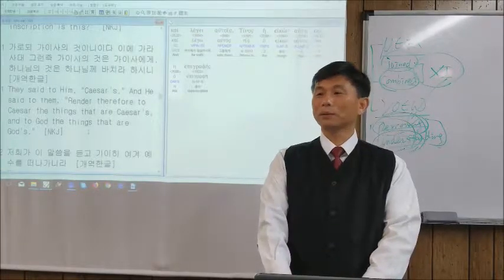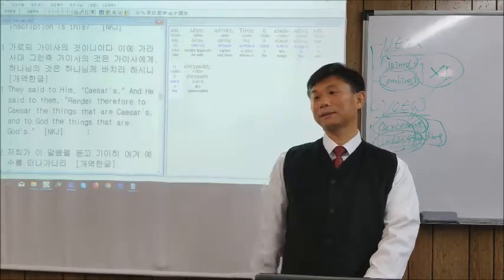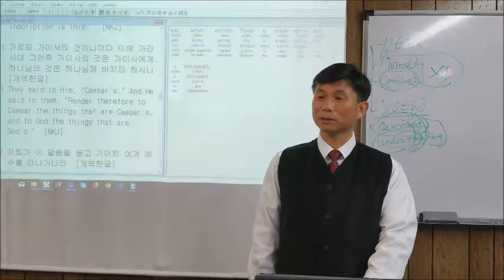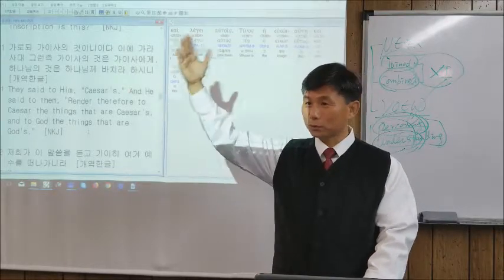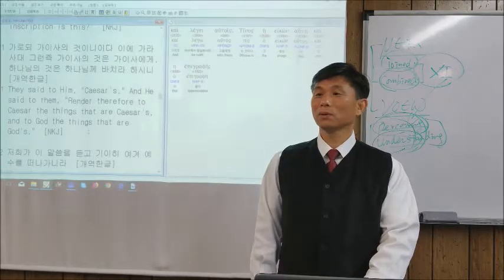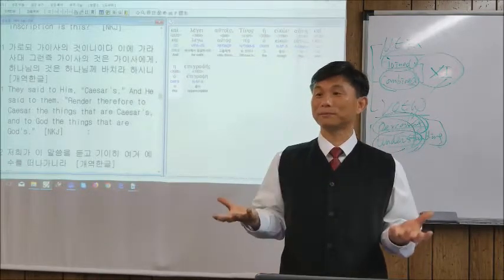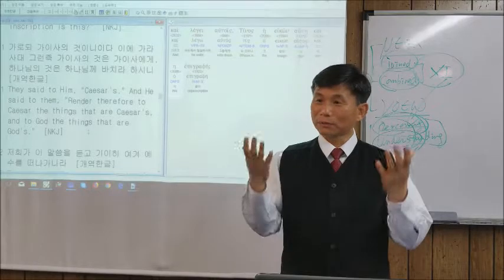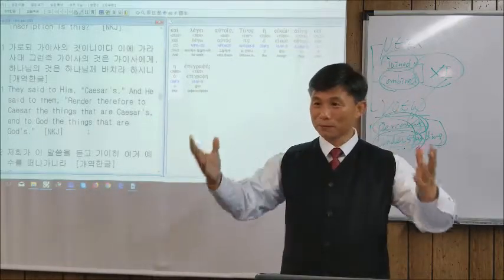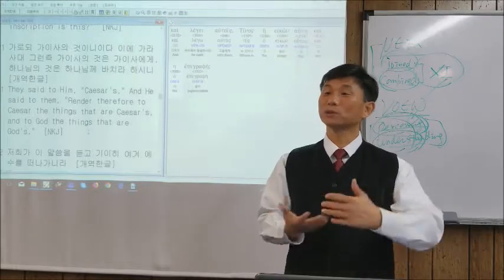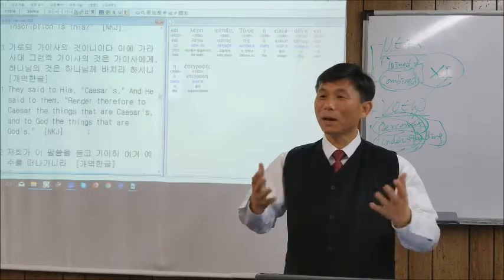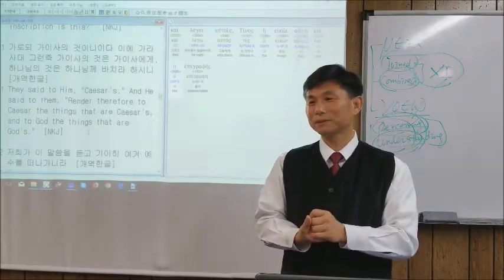So telos is the text. If you go to telos, which is translated as result, the end, final, right? So it depends on what fruit you have. You have a fruit of eternal life that goes to what? To God, right? If you have a fruit of death, that goes to Caesar, right? The king of this world. So we ourselves are the text.